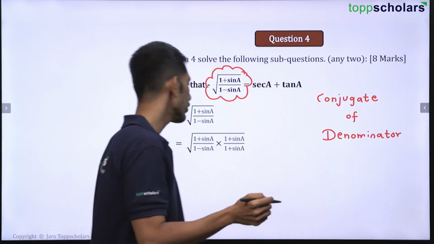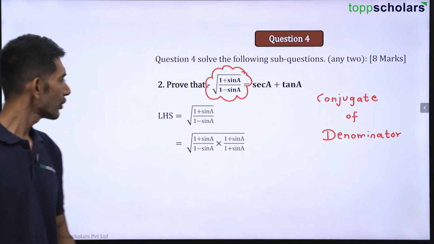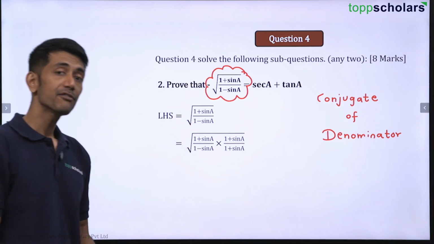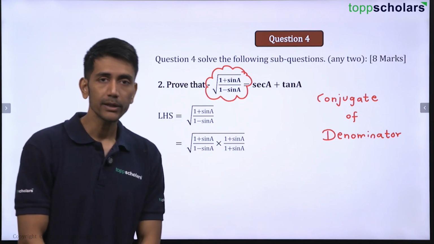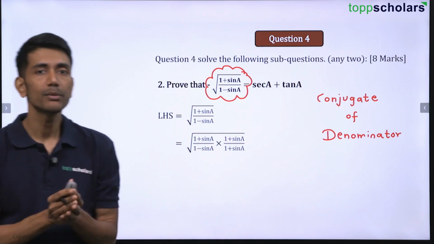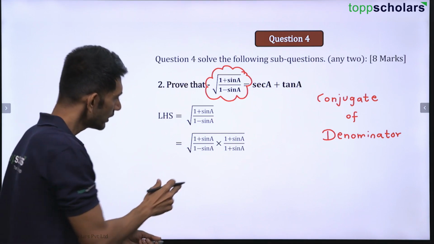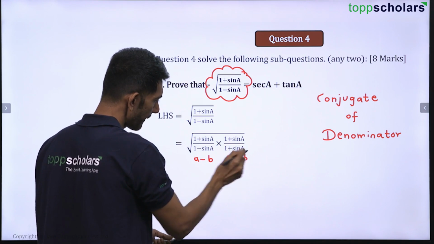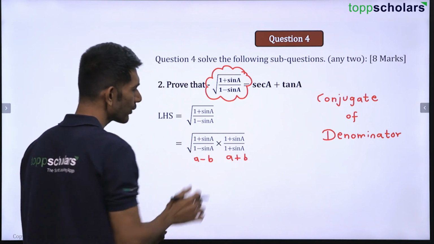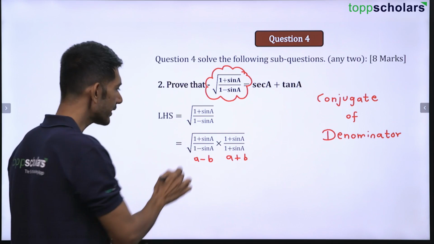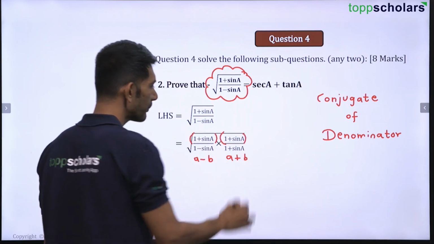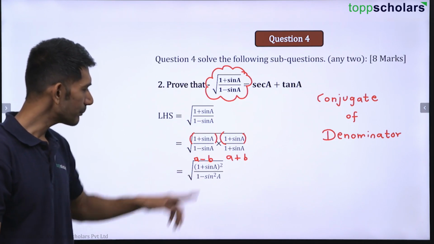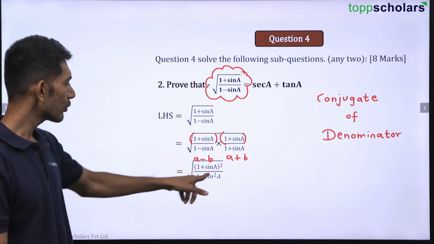Always take the conjugate of the denominator and multiply. So if 1 minus sin A is given, you multiply by 1 plus sin A. And if you are multiplying by 1 plus sin A in the denominator, you have to multiply by 1 plus sin A in the numerator as well. So do that. Now the denominator becomes A minus B into A plus B, that is A square minus B square. And the numerator becomes A plus B into A plus B, that is A plus B whole square. So this becomes under root 1 plus sin A whole square by 1 square minus sin square A.